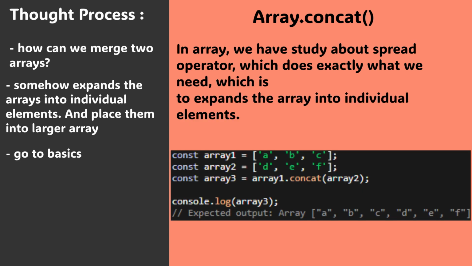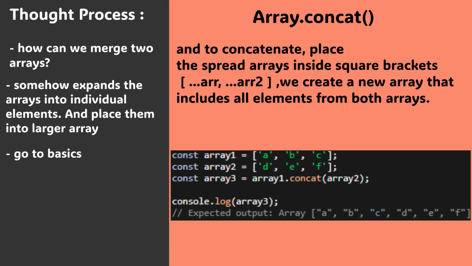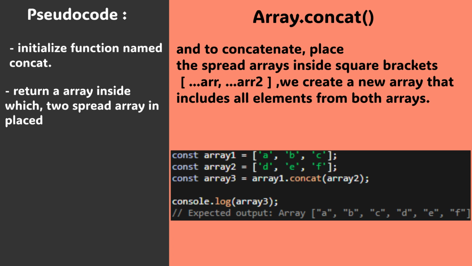Well, let's go home again, I mean the basics. In arrays, we have studied the spread operator, which does exactly what we need, which is to expand the array into individual elements. And to concatenate, we place the spread arrays inside square brackets, creating a new array that includes all elements from both arrays. Okay, almost there. Now time to write the pseudocode, which is very simple. Initialize a function, let's name it concat. Return an array inside which two spread arrays are placed.